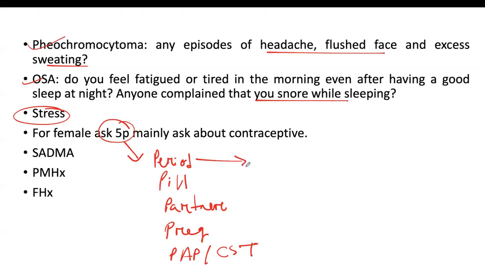So we ask the patient, how's your period? Is it regular, irregular? When was your last menstrual period? Are you sexually active? If yes, are you on any contraceptive? In this case, the positive finding will be that the patient is on the oral contraceptive pill.